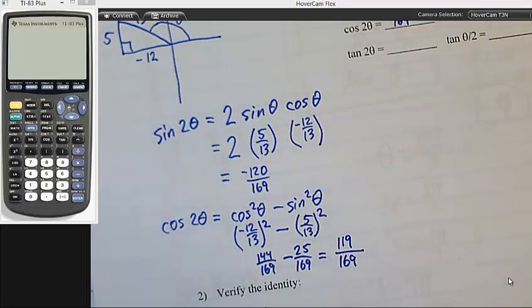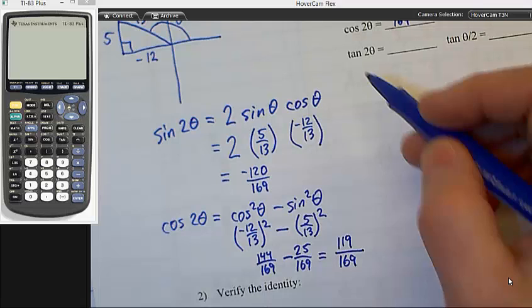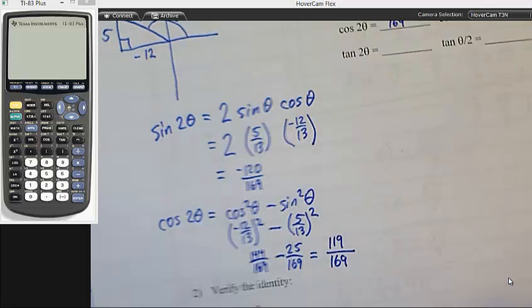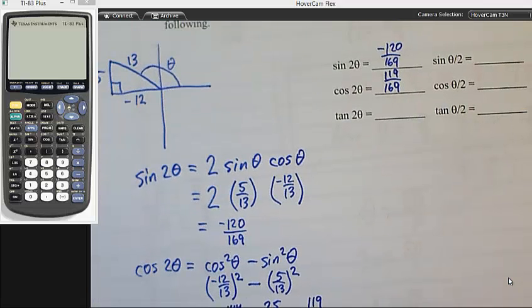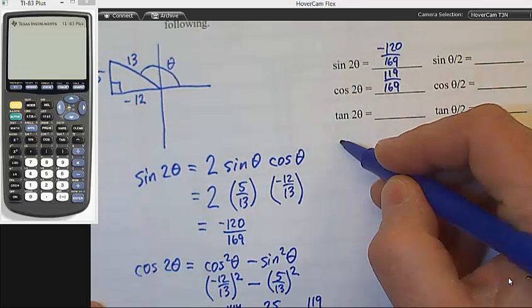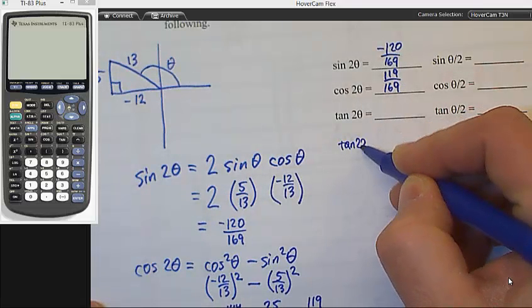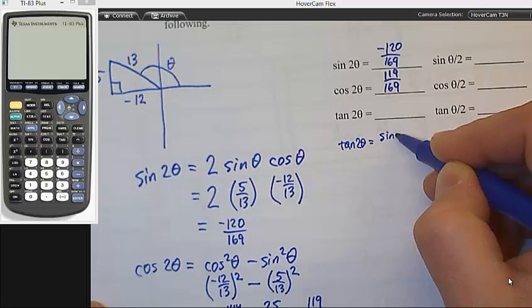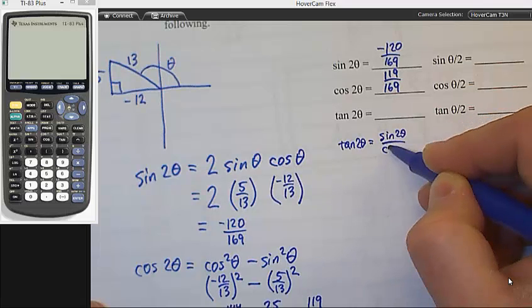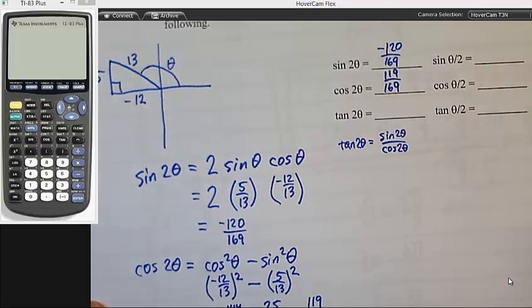Okay. And to get the tangent of 2 theta, yes, there is an identity, but I think the easiest way to do it is the tangent of 2 theta is going to be the sine of 2 theta over the cosine of 2 theta. So you could just take these answers and put them over each other. I think that's the nicest way to do it.